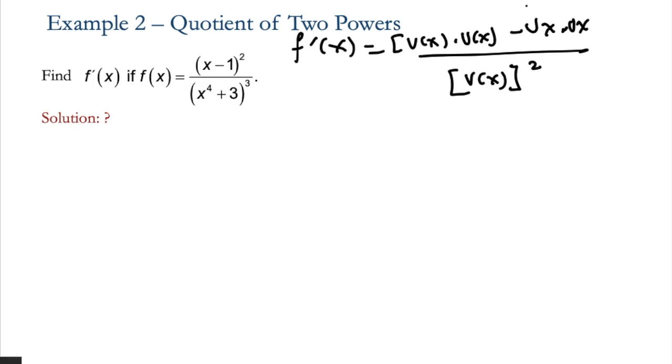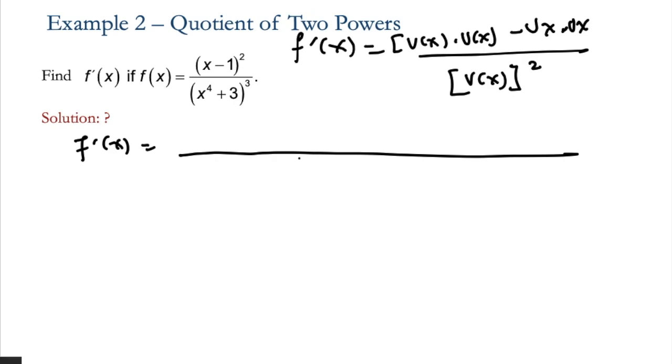So next we do it on this question. I continue here, because I don't have enough space to write. Alright, so here it becomes f prime(x) equivalent to, on the denominator, v(x) squared. In this case, it is (x to the power of 4 plus 3) to the power of 3, and then power again, squared.